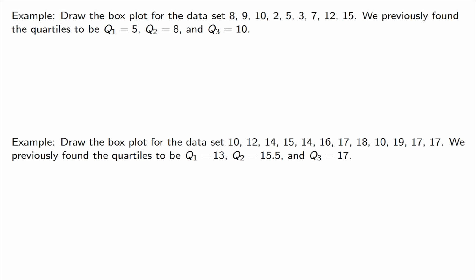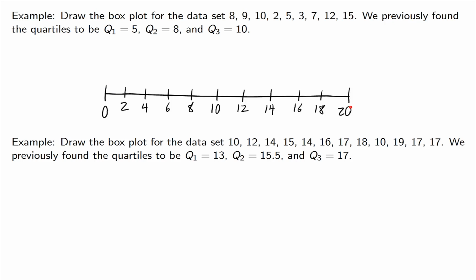Now let's look at the box plot. We looked at these two data sets and we found the quartiles that we have listed here. To draw the box plot, what we'll do is look at the smallest and largest numbers. Looks like my smallest number is a 2 and my largest number is a 15. So I'm going to make a little scale that goes from say 0 to 20, and I'm going to go by 2s.